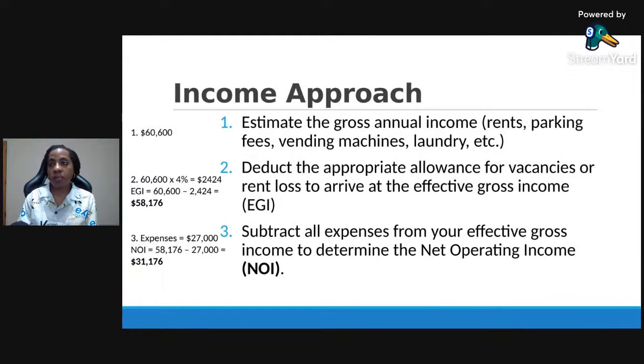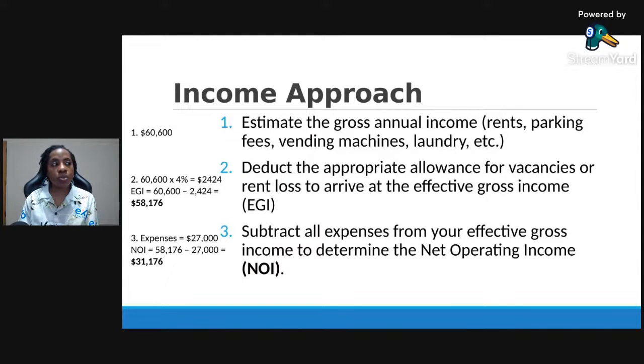So here's an example. So like I said, number 1, estimate the annual gross income. So let's say it's 5,000 per month in rent, and we have an additional 600 that comes from something. Okay, maybe our vending machine. Our business is not that great, so we only get 600 every month, every year, right? So remember, this is annual, so it's per year. So our gross income is 60,600.